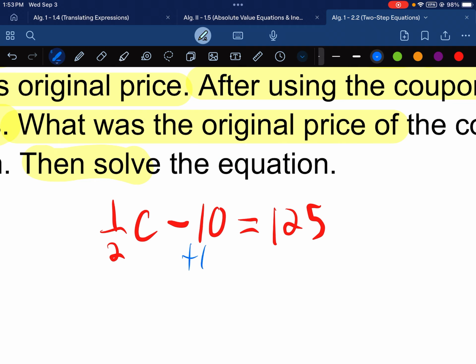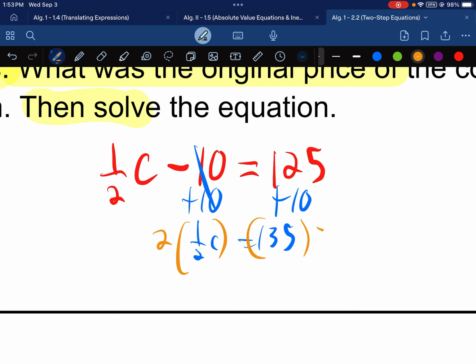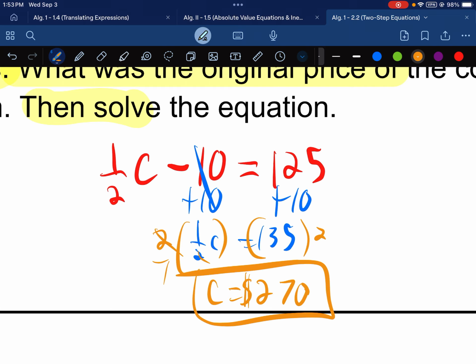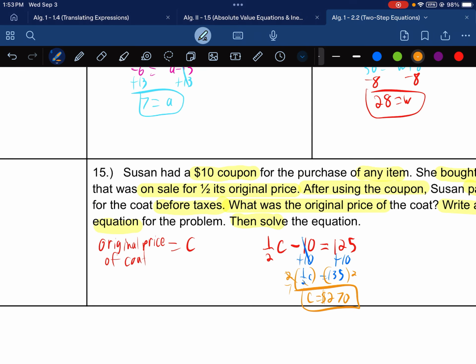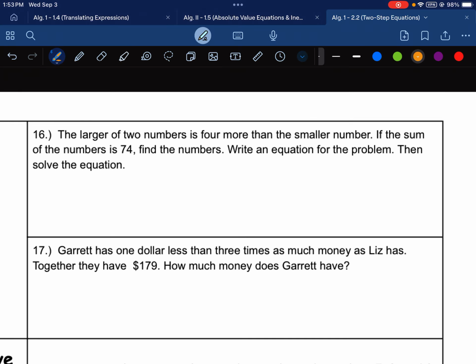Let's go ahead and solve this now. So we undo the subtraction first by adding 10. And we get 1/2 C equals 135. Next, we multiply by the reciprocal, 2 or 2 over 1. On the left, we get C. On the right, we get 270. I am a stickler for labels, so we need to note that it's $270. So Susan really got quite the deal compared to what it was originally. $125 is a much better scenario than $270.